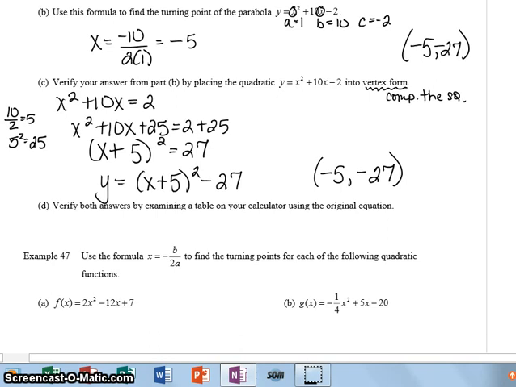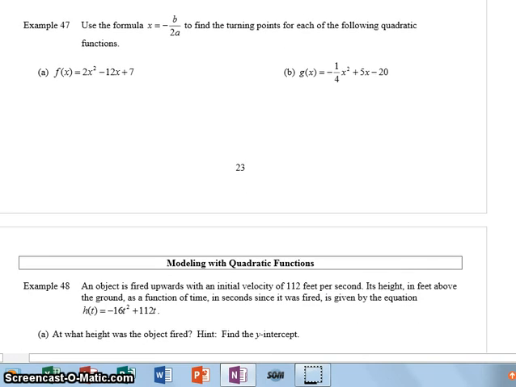It says verify, Part D, verify both answers by examining a table on your graphing calculator. All you have to do is put this equation in, and then put the original equation in, and what's going to happen is your tables will match identically, and you'll see the pattern to know where the turning point is.